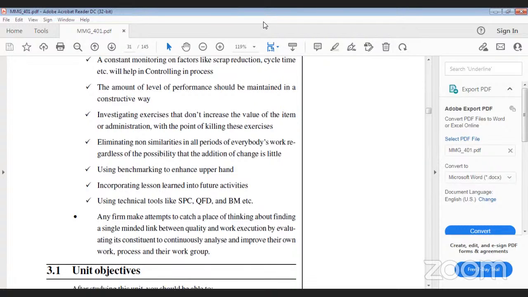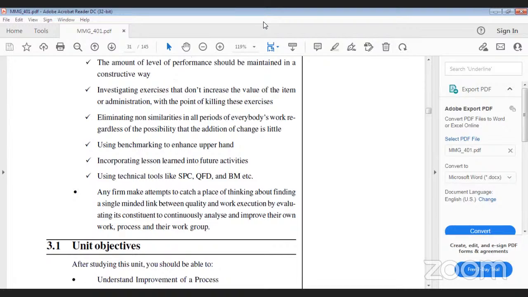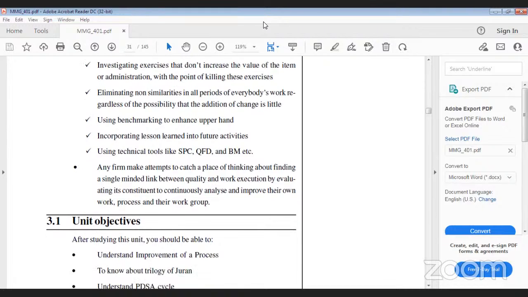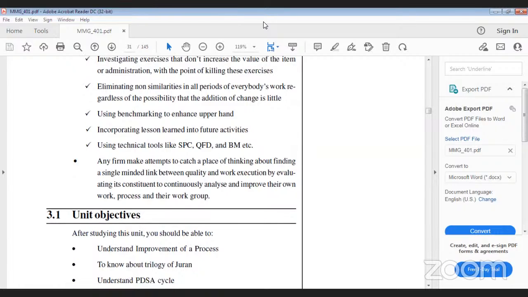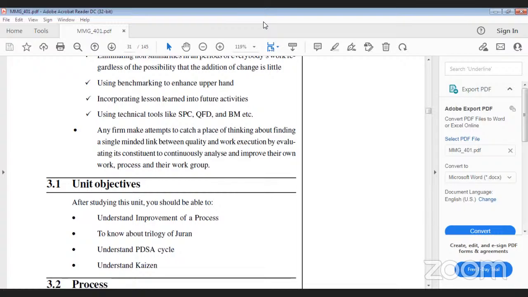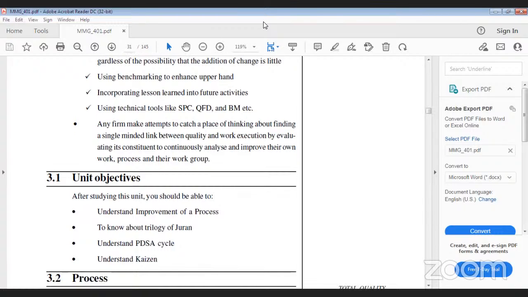There are some objectives also given here. You will understand improvement, then get to know about the trilogy, then understand the PDSA cycle, then understand what Kaizen is here. So first is known as process here.